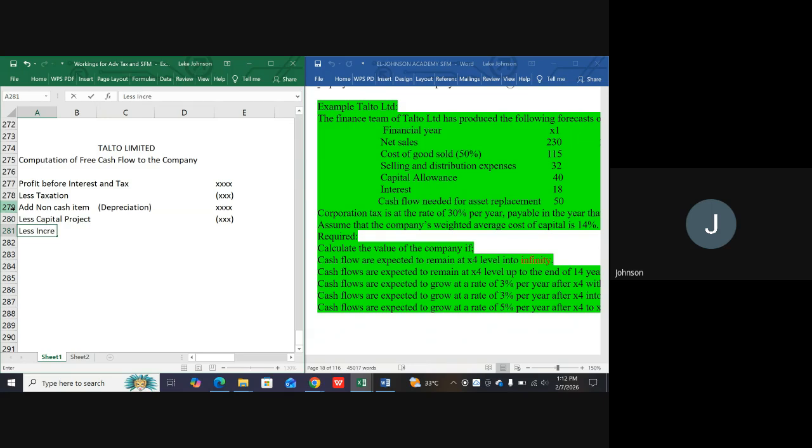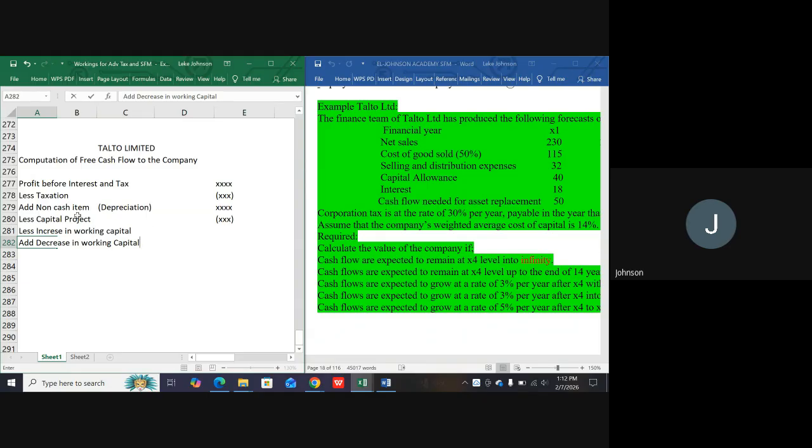Then the next thing you want to less is increase in working capital. Is it working capital? Yes, in working capital, you less increase in working capital, you add decrease in working capital. So this is, I don't want to merge it together again because a lot of people may be confused. So you always less increase in working capital.